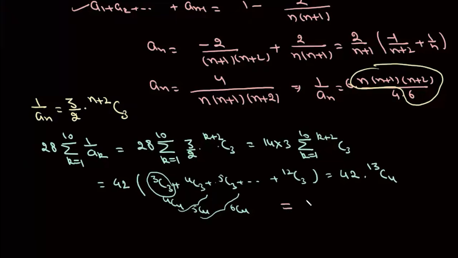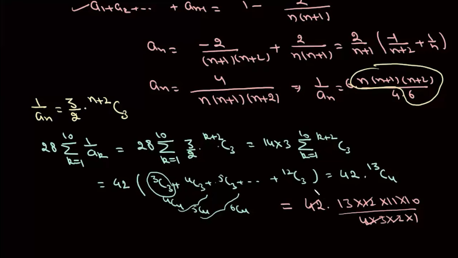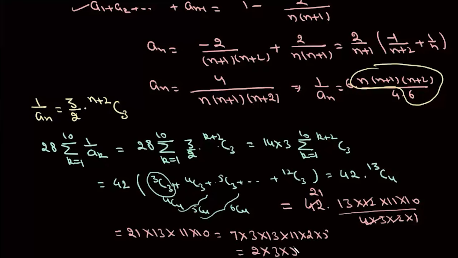Now this is basically 42 into 13 into 12 into 11 into 10 by 4, 3, 2 into 1. Now 12 will cancel. Now this is 21. So it'll be this 21 into 13 into 11 into 10. Now 21 is 7 into 3 and 10 is 2 into 5. So 7 into 3 into 13 into 11 into 2 into 5. So we can write this as 2 into 3 into 5 into 7 into 11 into 13.